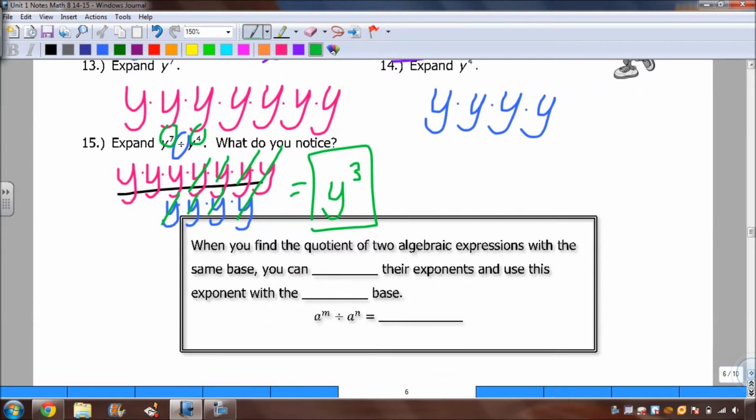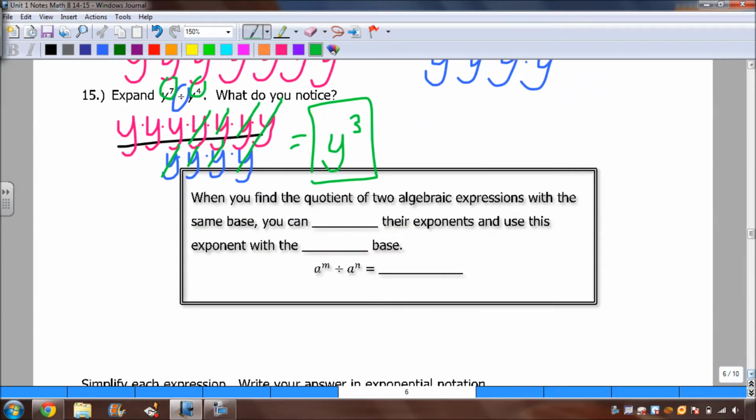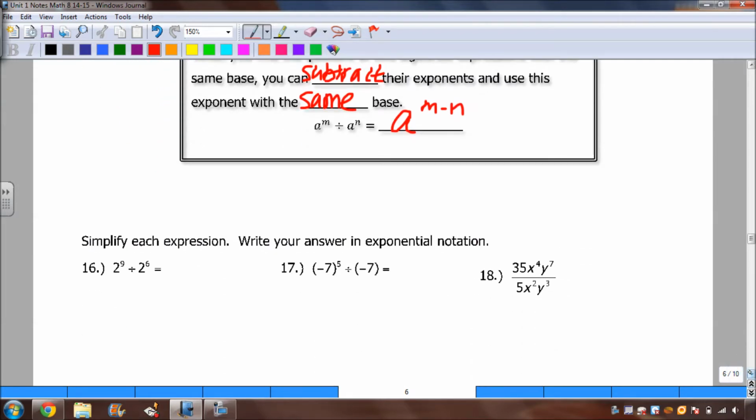So let's fill this in right here. When you find the quotient of two algebraic expressions with the same base, you can subtract their exponents, but you must use the same base and use the exponent with the same base. So a to the mth power divided by a to the nth power means a to the m minus n power. Okay, so in number 16, simplify your expression.